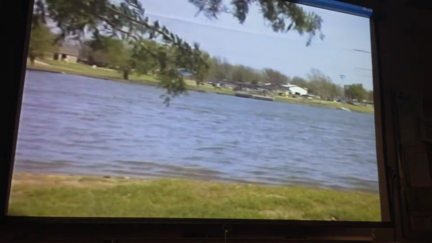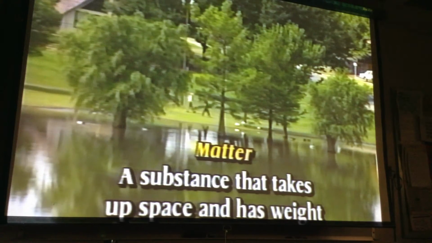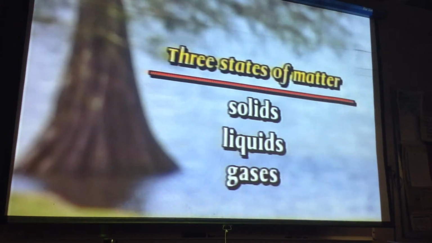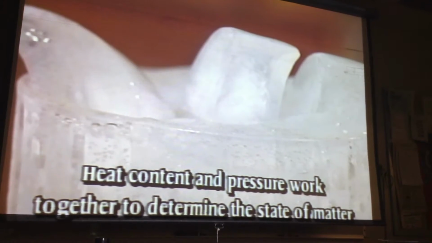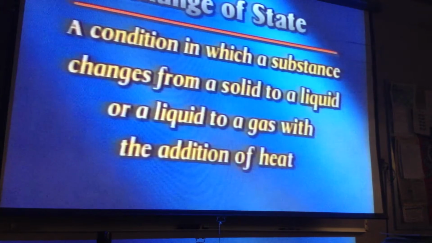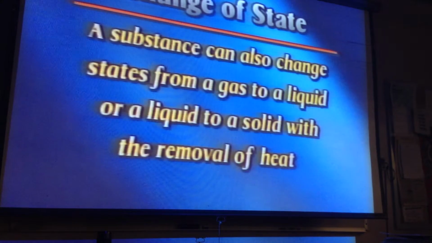Everything around us is composed of matter, a substance that takes up space and has weight. The three states of matter are solids, liquids, and gases. Heat content and pressure work together to determine the state of matter. A change of state is a condition in which a substance changes from a solid to a liquid or a liquid to a gas with the addition of heat. A substance can also change states from a gas to a liquid or a liquid to a solid with the removal of heat.